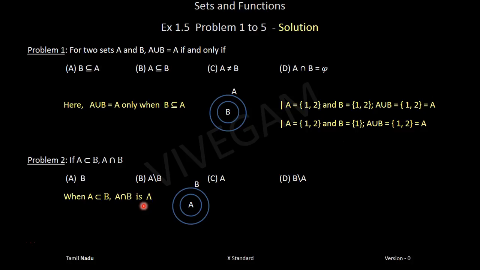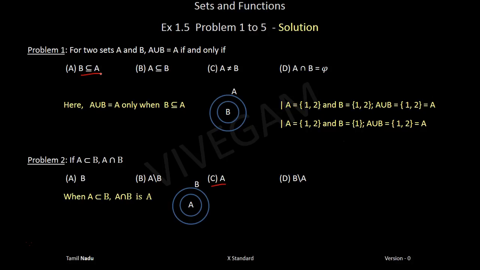So in all these cases, if you have a problem, just write a small example. Don't put too many elements. 1, 2 elements, 3 elements, and try it out. You will get clarity. Okay. So let's mark. So A intersection B is A. That is option C. And in this case, A union B is A only when B is a subset of or equal to A. So option A. Okay.